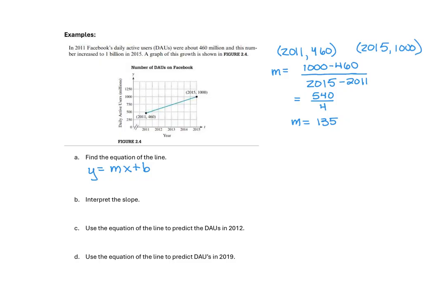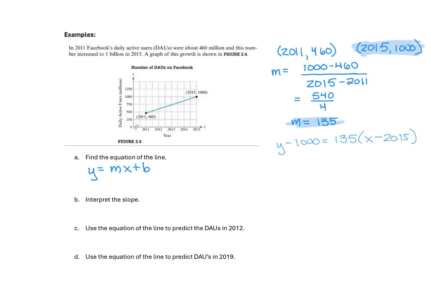So from here, we are going to use our point-slope form. I'm going to take my slope and one of my points. I think I want to go with the 2015 and 1000. One thing to note is it doesn't matter. I encourage you to do this with the other point and see if they match up, because they should. So if we plug this in, we get y minus 1000 equals 135 times x minus 2015.